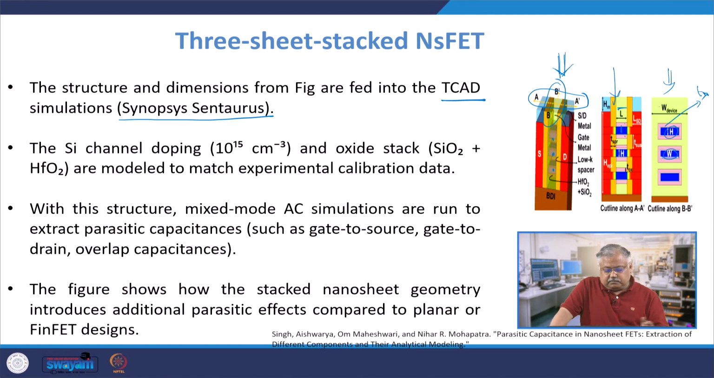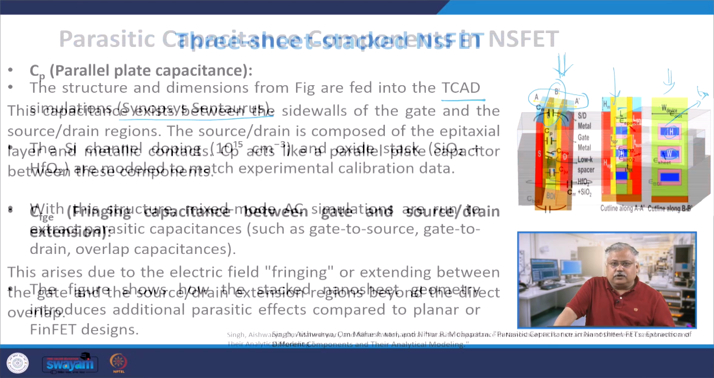With this structure, mixed mode AC simulation is run to obtain the parasitic capacitances, for example overlap capacitance, gate to drain, and gate to source capacitance. The authors have used three stacks possibly because the calibration was done using a three stack device itself. The experimental data available to the authors from an open source was basically a three stack device, so the calibration was also done using a three stack device. That's how we can look into the geometry of a three stack nanosheet FET.